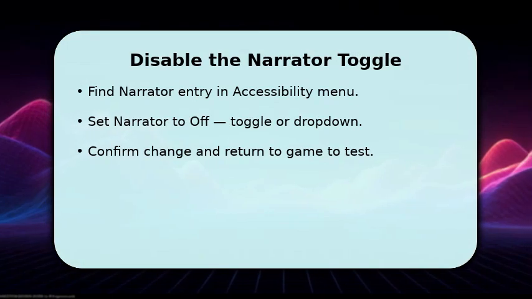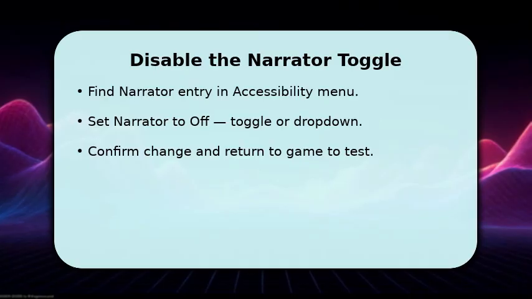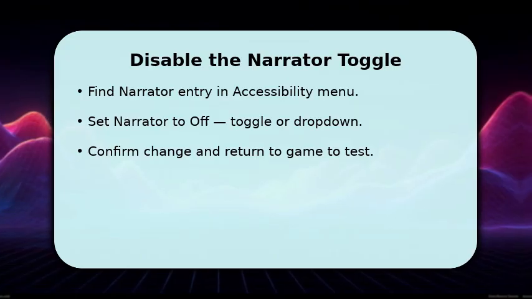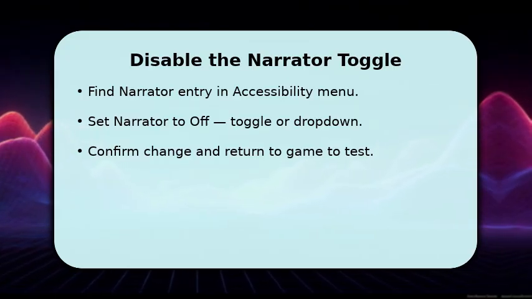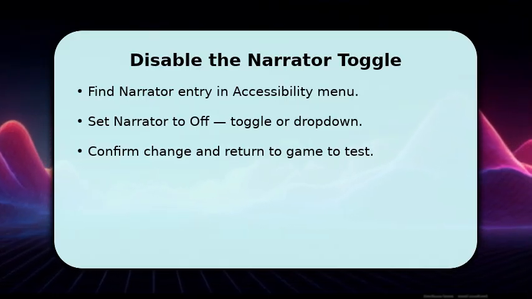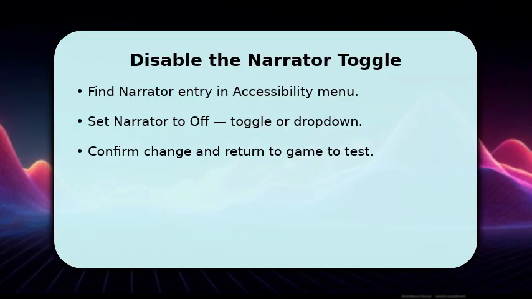You'll now turn the narrator off. Locate the narrator option inside Accessibility. On some platforms, it's a drop-down, on others a toggle. Set it explicitly to off, not chat or system, because those still speak certain messages. Once set, press Done or back out of menus to save the change.